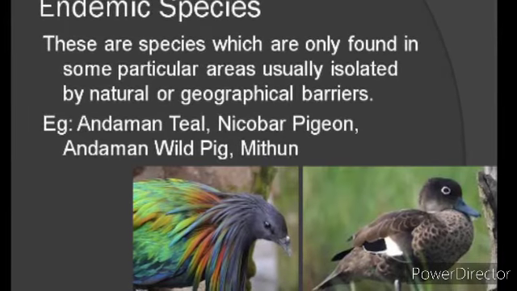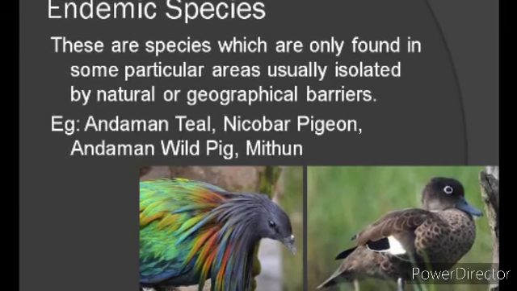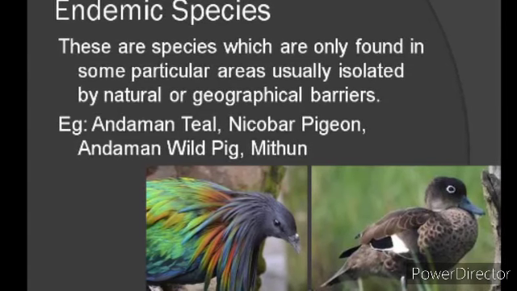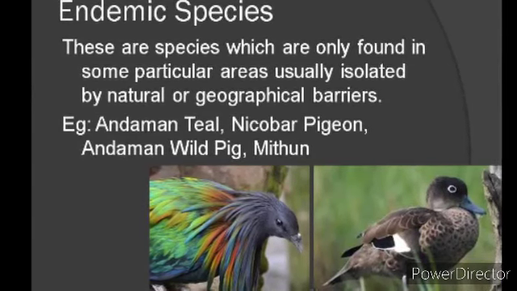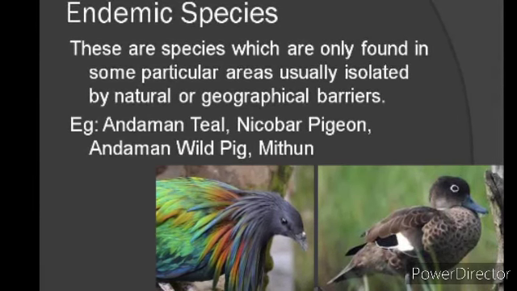What is an endemic species? These are species which are found only in some particular areas. They are not found everywhere, but only in certain regions or areas. And they are usually isolated by natural or geographical barriers.